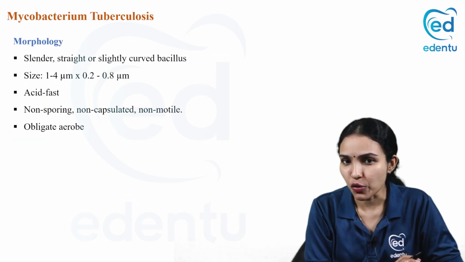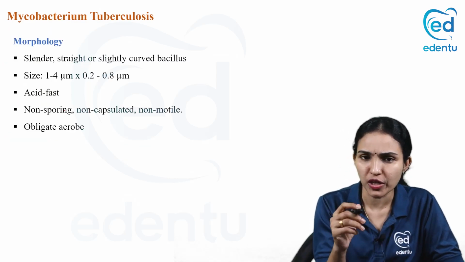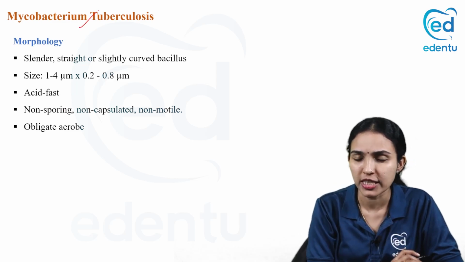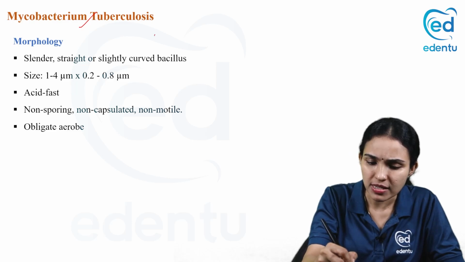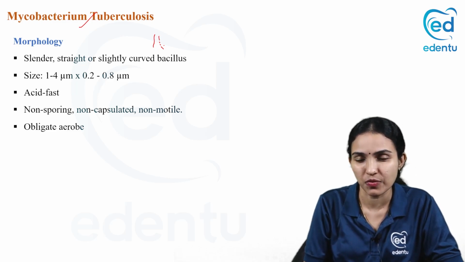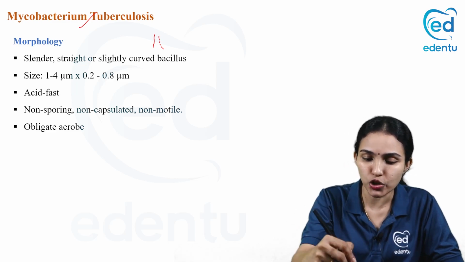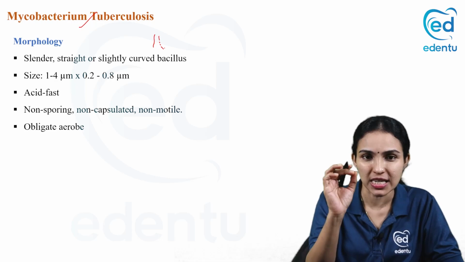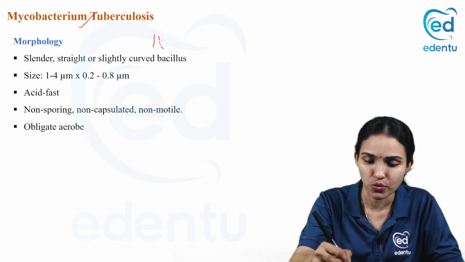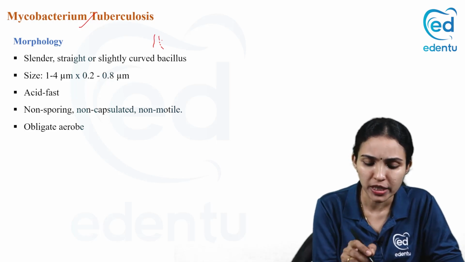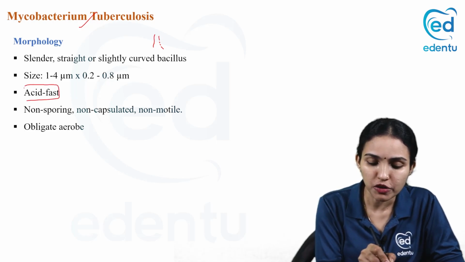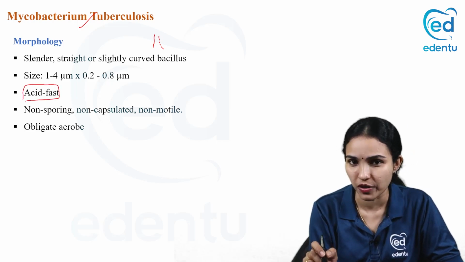When you describe the morphology of Mycobacterium tuberculosis, we are going to learn everything in detail. This organism is very slender, straight or slightly curved with a beaded appearance. When you do the staining, it won't be uniformly stained; it will be non-uniformly stained, giving a beaded appearance. Its size is about 1 to 4 microns. And the most important property of Mycobacterium is that it is acid fast.